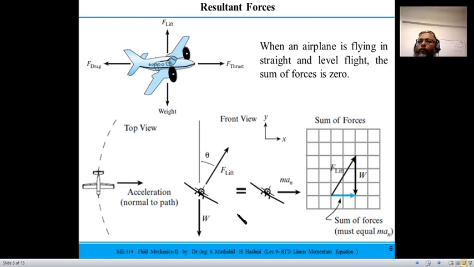So the resultant force is always responsible for an acceleration. This is what we learned in a simple case earlier as well. But here, with two types of forces, the weight and the lift, the resultant would be responsible for its motion. Motion in a circle, rather.